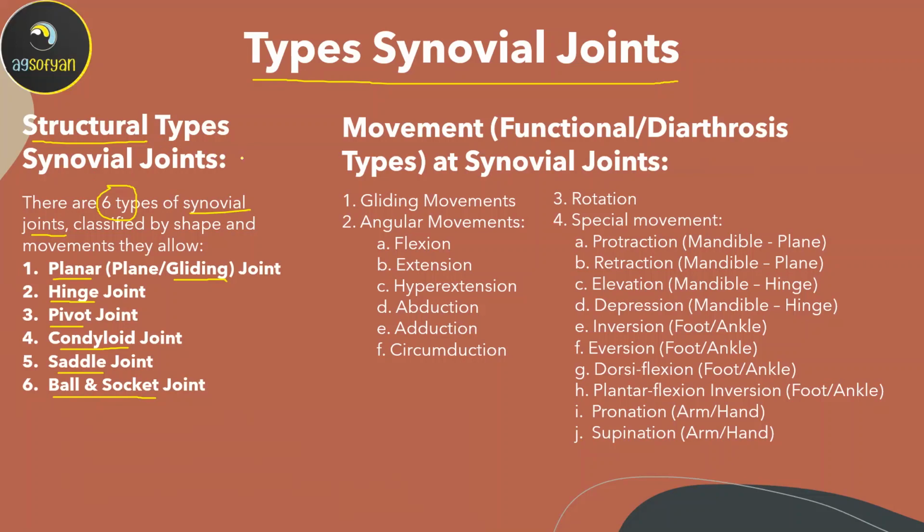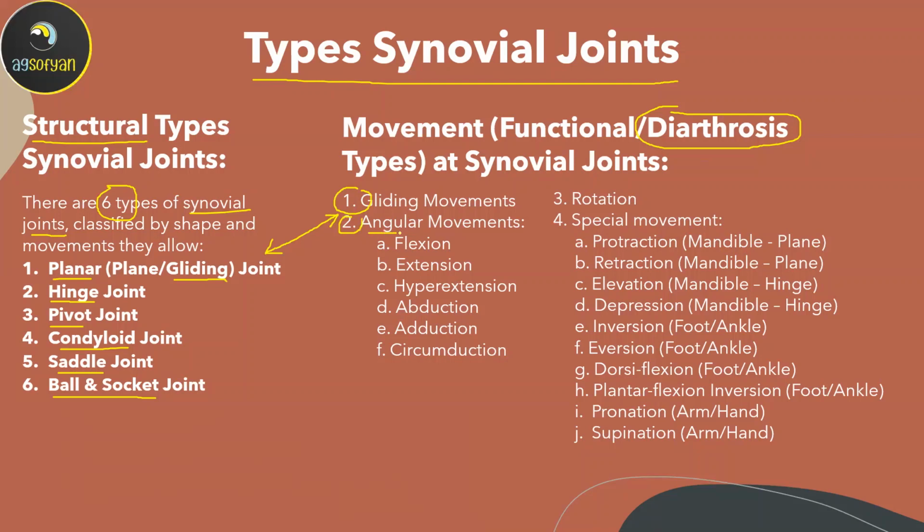Now, based on the movement, just remember all the synovial joints are diarthrosis, okay? So, freely movable joints. However, there are several types of movement for diarthrosis. The first one is called the gliding movement, a rubbing movement between the bones, and this is usually present in the planar type of joint. So planar will give gliding movement.